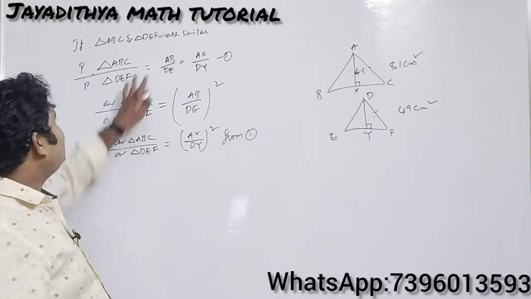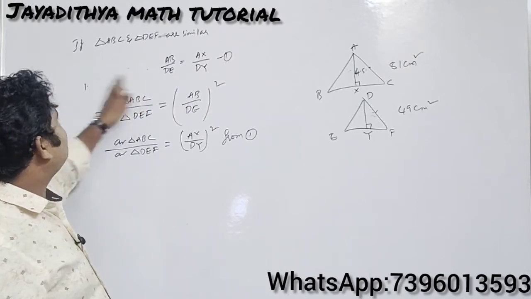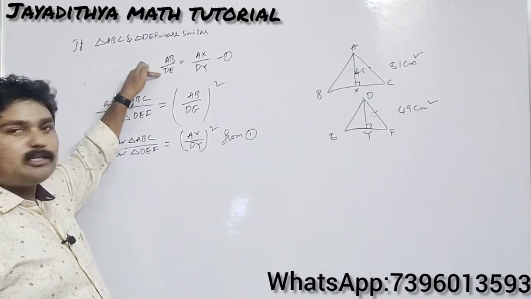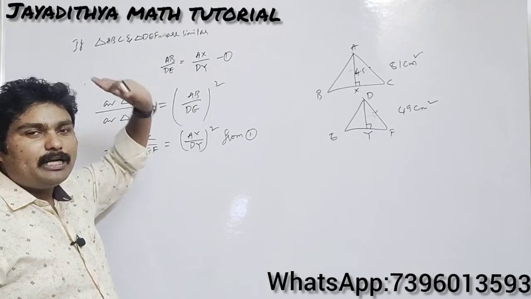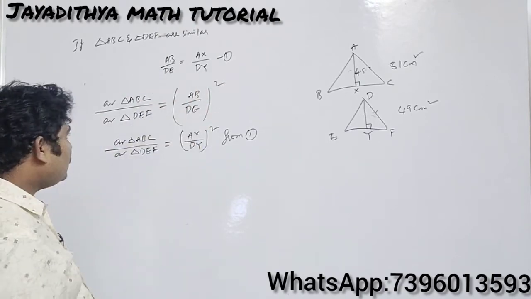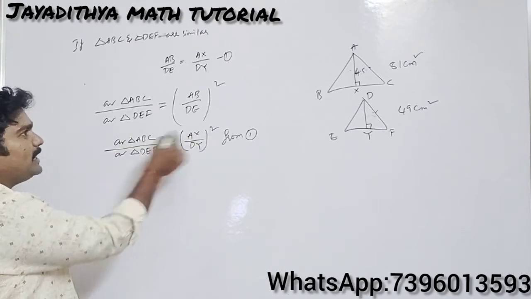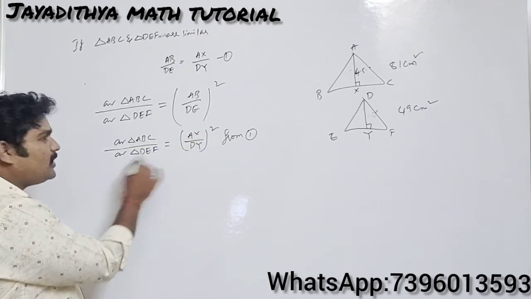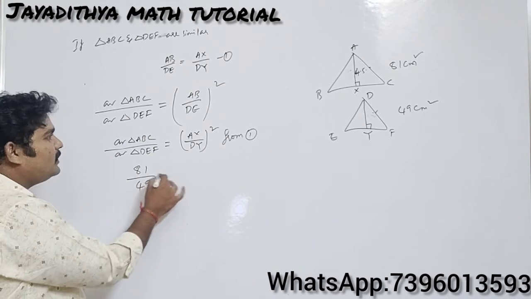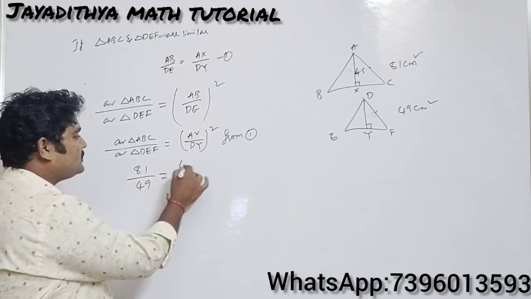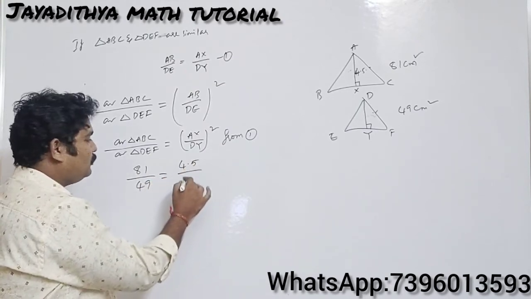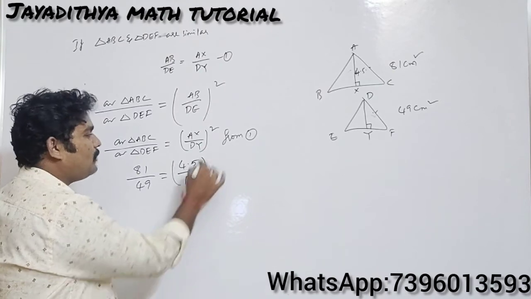From equation 1. So when you are writing like that, you need not write this one. The ratio of corresponding sides will be equal to the ratio of their corresponding altitudes. That is enough. So from equation 1, substitute all the values now. Area of triangle ABC is 81. Area of triangle DEF is 49, which is equal to AX, AX is 4.5, by DY, you need to find DY, and here you have square now.